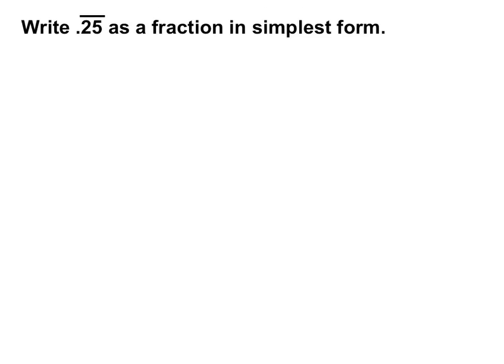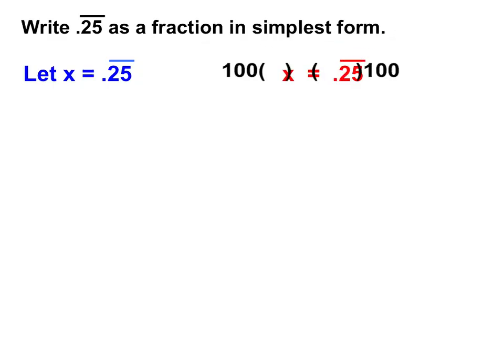All right, the next one we came up with was this one: 0.25 repeating. So this is really 0.25, 25, 25, 25, 25, 25. So that means that the fraction we don't know is x equals 0.25 repeating. What I need to do here is multiply both sides by 100. Why 100? Because I don't want to move the decimal just one spot. I want to move the decimal 2 spots, and I do that by multiplying it by 100.